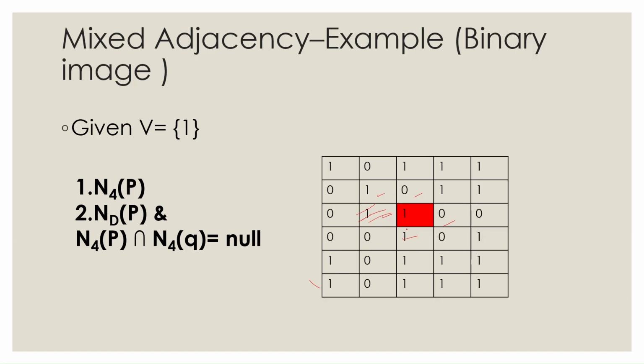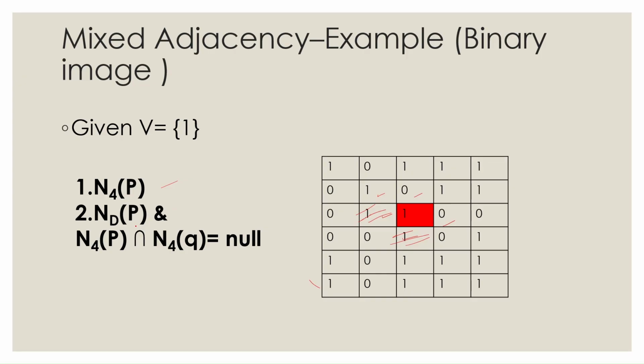Next we'll check the bottom pixel. It is also 1. So this is also present in the set V, so we can consider this for adjacency. And let us take the top pixel 0. So this 0 is not present in the set V, so we cannot consider this one for the adjacency. Again 0 here is not taken for the adjacency. Now the first condition is over. We have checked all the 4 neighbors.